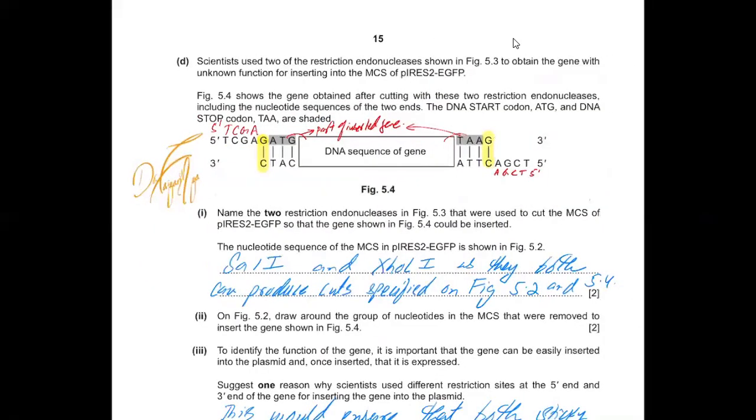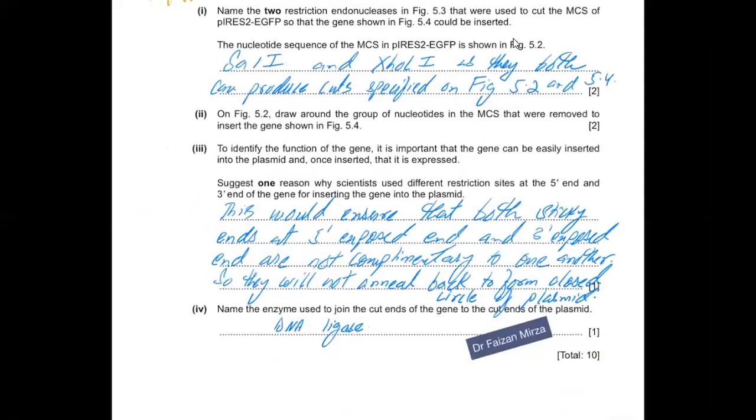So what are they saying? To identify the function of the gene, it is important that the gene can be easily inserted into the plasmid. That's one reason why scientists use different restriction sites at the 5 prime and 3 prime ends of the gene for inserting it into the plasmid. I'll come to figure part 2 later.